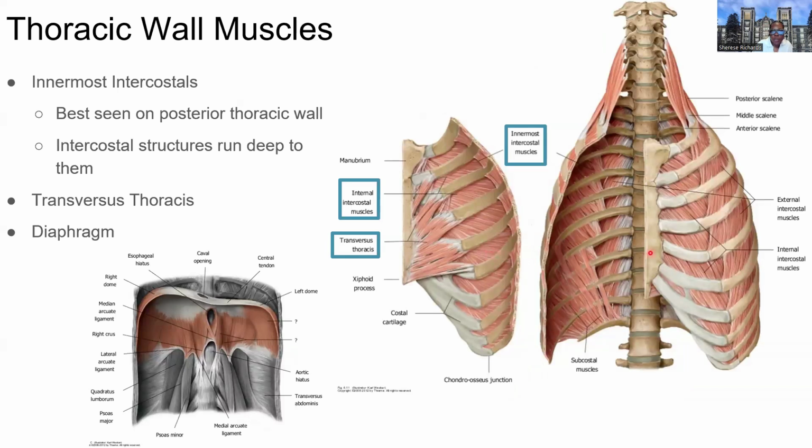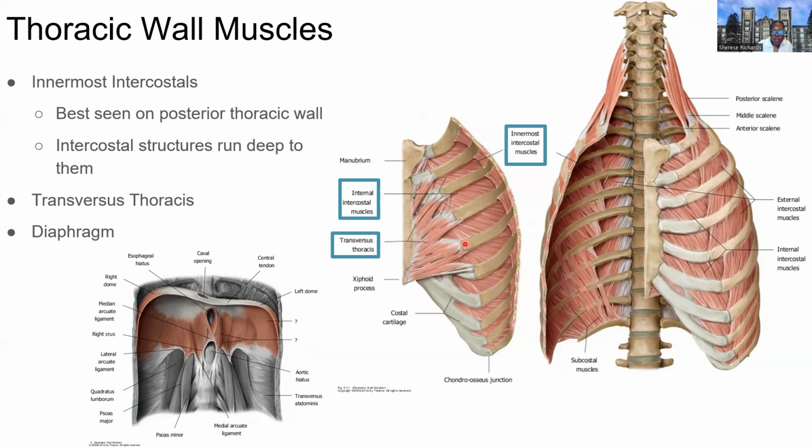Now, if we look more closely at the thoracic wall and we take those two layers away, next we have the innermost intercostals. These are best seen from an internal view, and they're going to be running deep and internally to the internal intercostals. And these don't have as much of a clear function with respiration, but they do have an accessory function in helping the internal intercostals in their function of depressing the ribs.